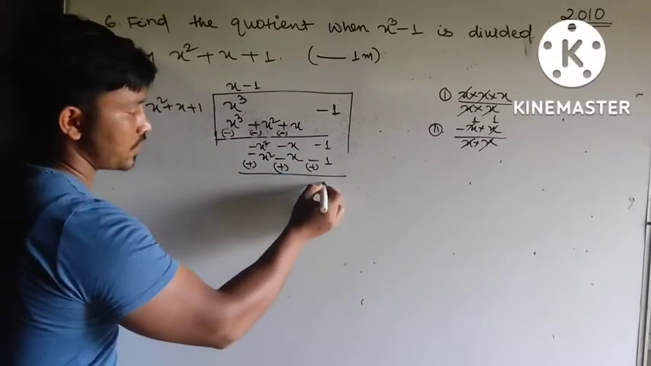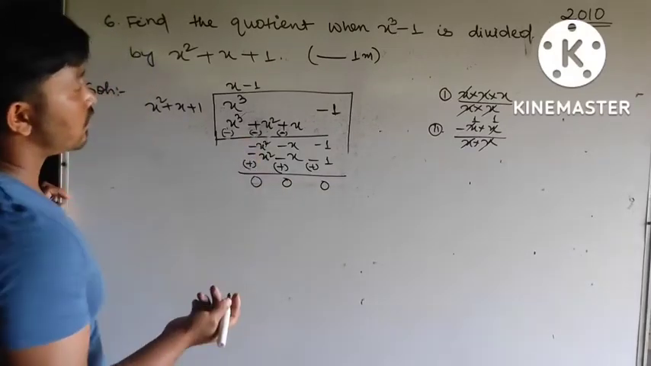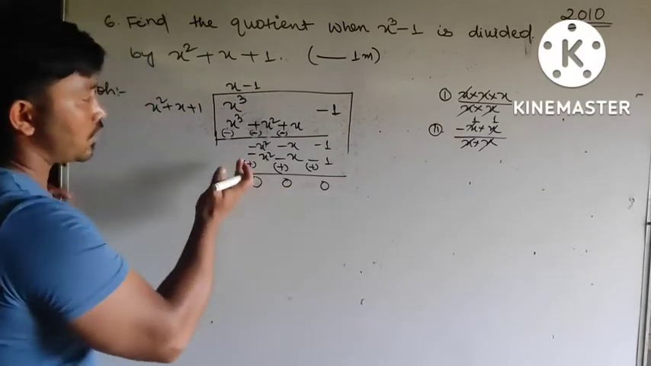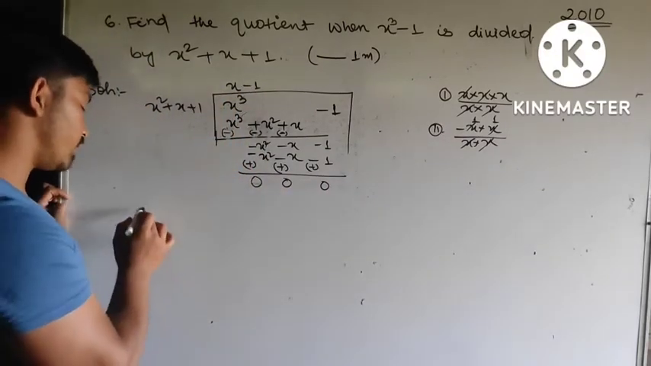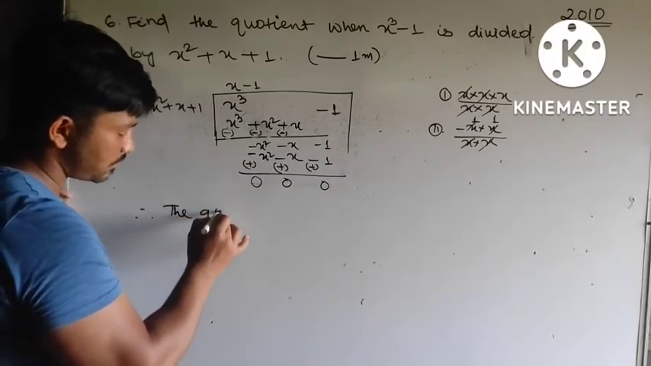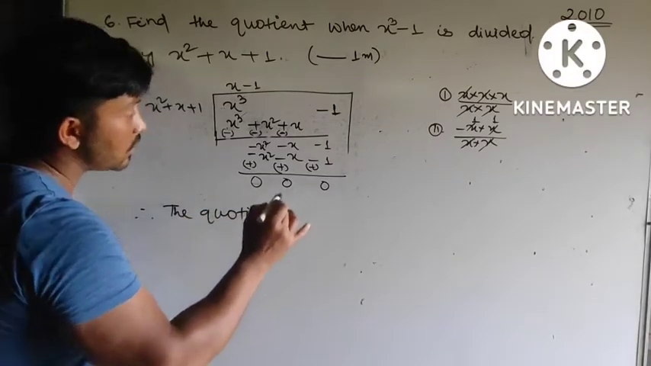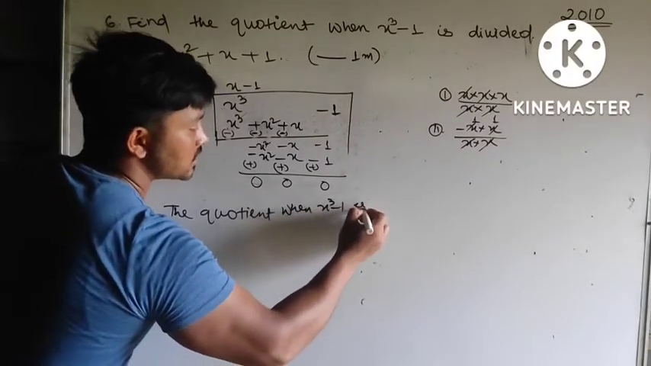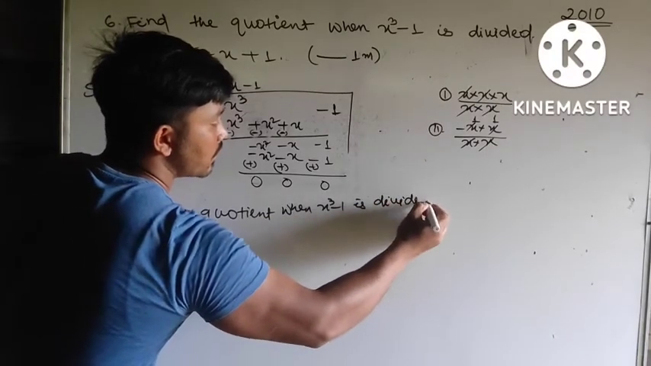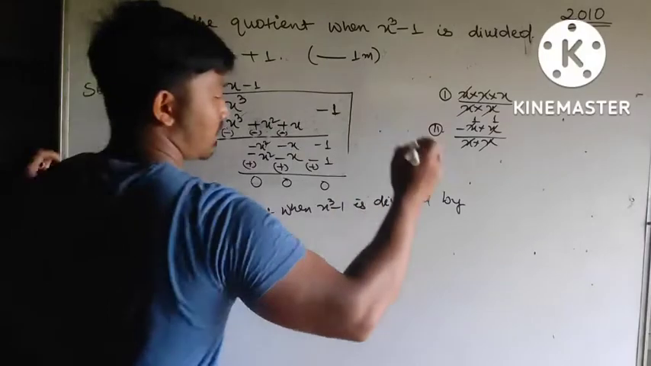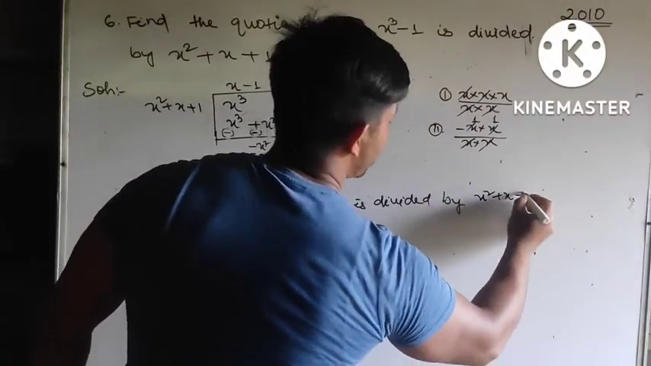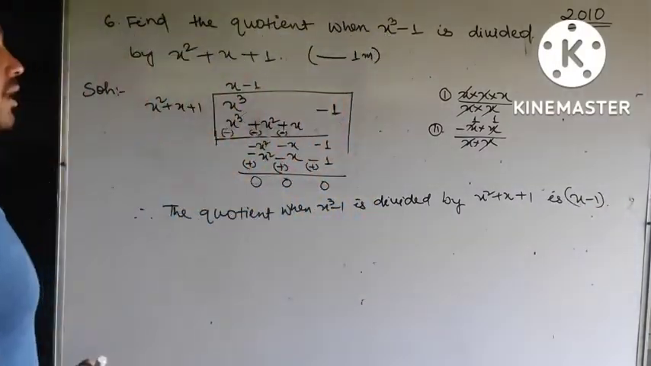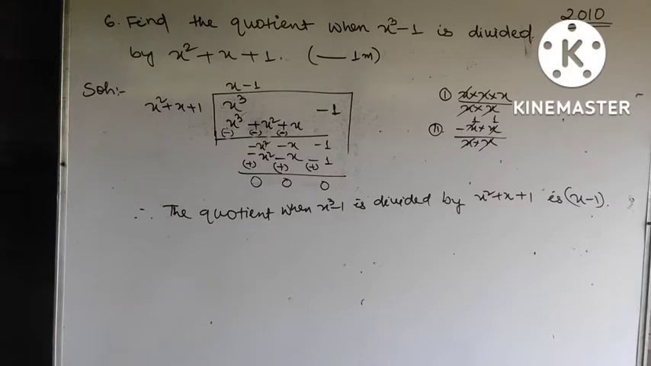So I can put here 0. Here also 0. Here also 0. So this is your quotient. This is your remainder. The question is asking us to find the quotient. Right? So therefore the quotient when x cube minus 1 is divided by x square plus x plus 1 is x minus 1. So this is your required answer.